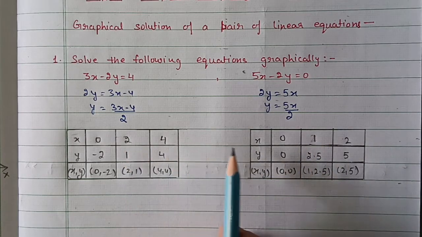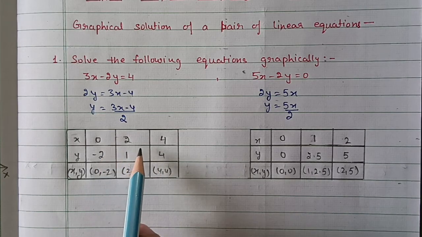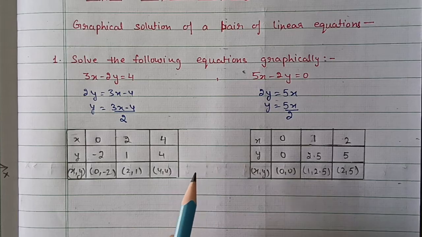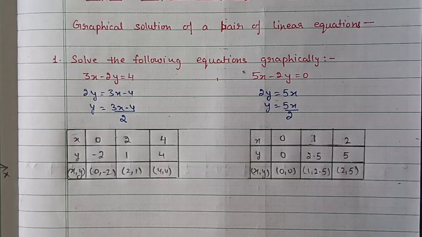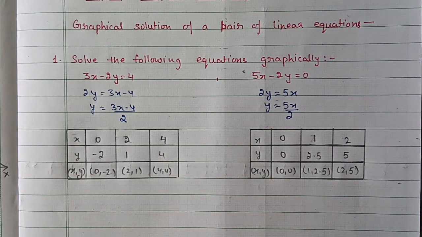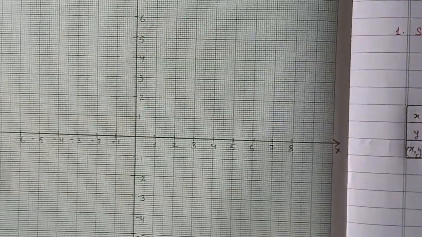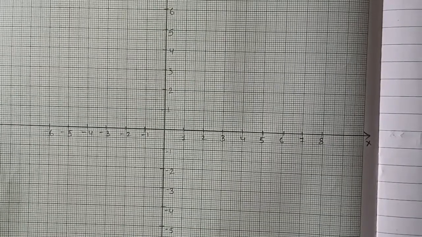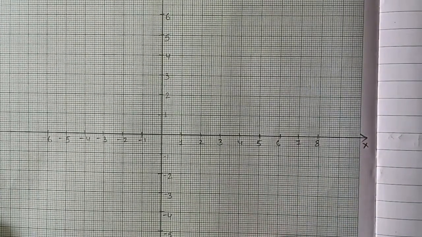These points you can take as per your convenience. It is not necessary to take the same numbers. You can take some other numbers also, but it will be easy if you take numbers near 0 only, so you can plot easily. Now these three points from each equation we will plot on the graph. First take a graph sheet and mark the x-axis and y-axis. After that we will plot these points.